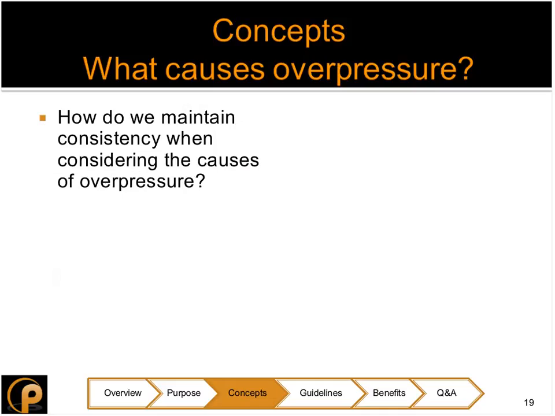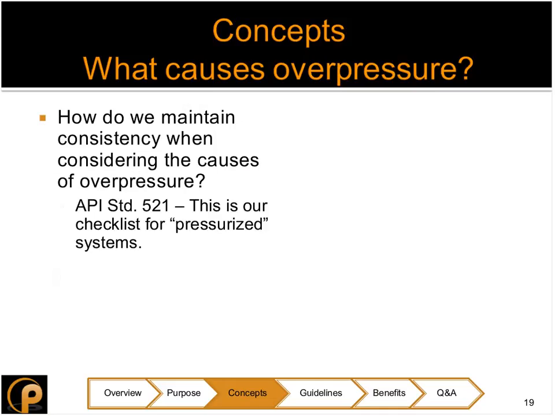So one of the big questions is, how do we maintain consistency in industry when we consider the causes of overpressure? Luckily, over the years, the oil and gas industry has come to a consensus of what typically causes overpressure. API 521 has this standardized list of common overpressure scenarios, which ensures a certain degree of consistency for any overpressure analysis. So let's go through each of them and think of different examples that we might see in the facilities that we work in.